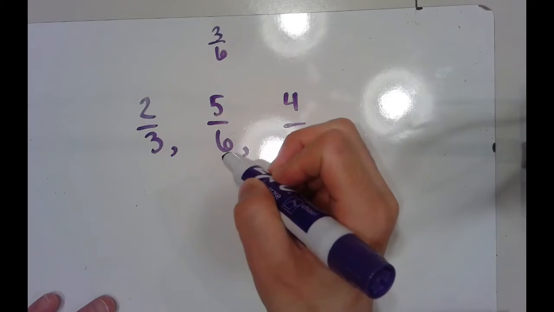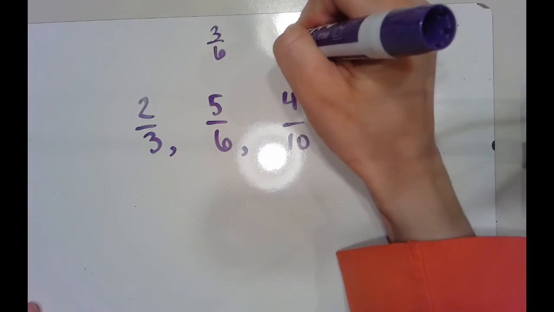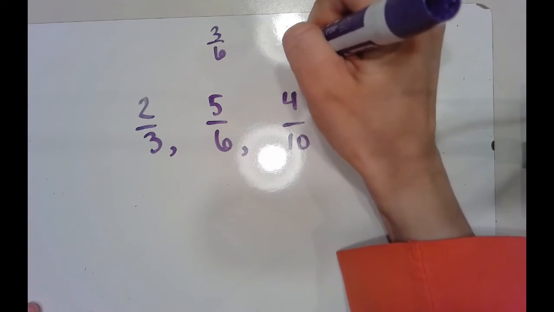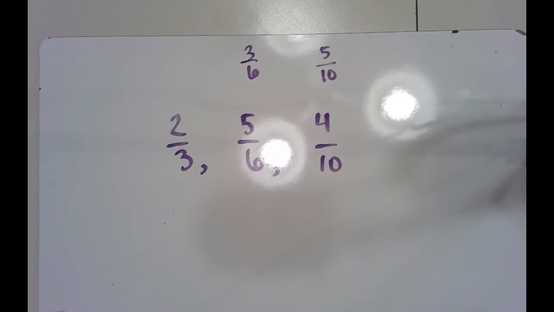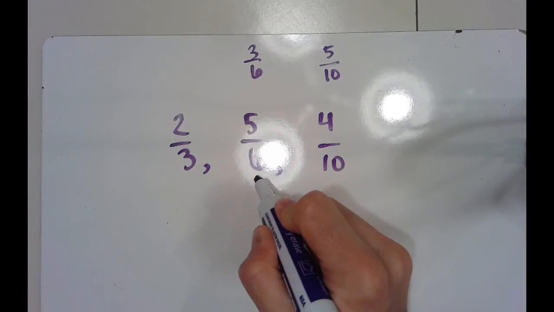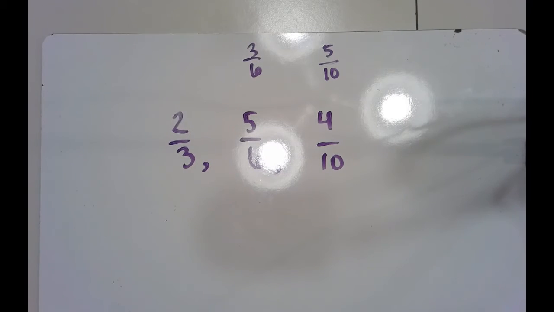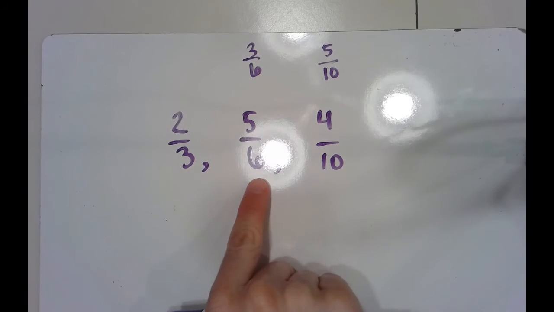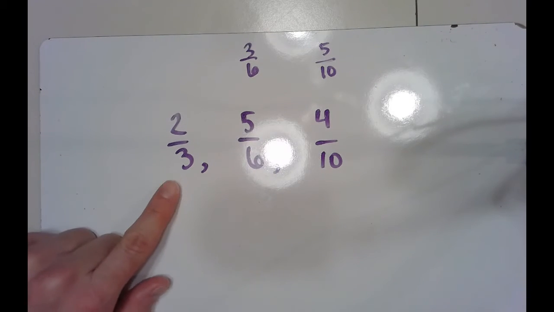So that tells me that 5/6 has to be greater than 1/2. And over here, I know that 5/10 is equivalent to 1/2. So that tells me that 4/10 has to be less than 1/2. So if this is greater than 1/2 and this is less than 1/2, I already know that this fraction is going to come before this one when I put these in order. But now I have to figure out what to do with this one.